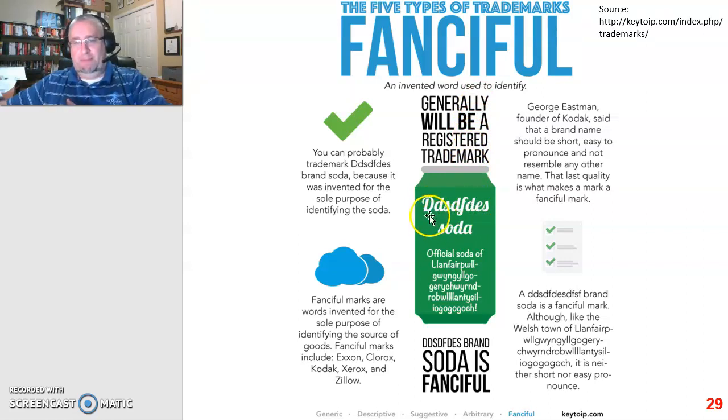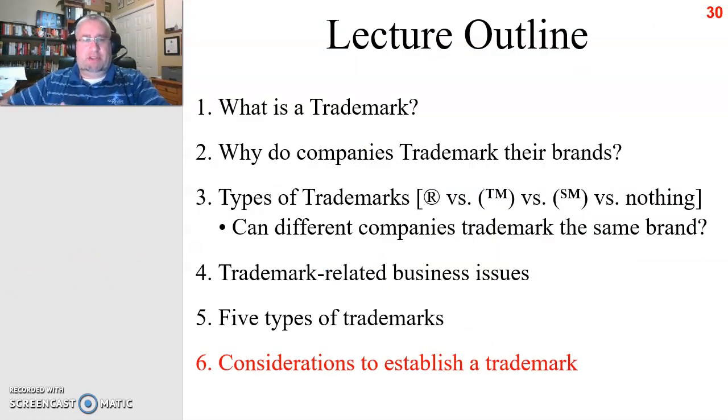Because DDS. DFDES, right? Not so easy to remember that combination of letters, whereas something like Google or Xerox is a bit easier to remember and is a much stronger brand as a result. Okay, so that covers the 5 types of trademarks.